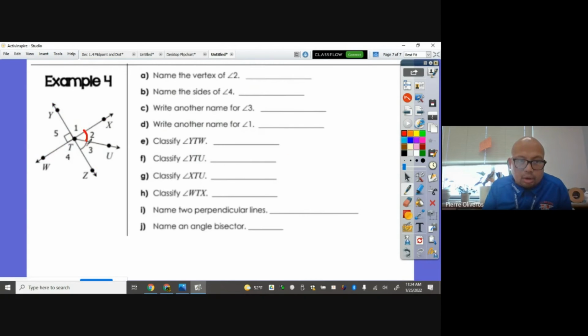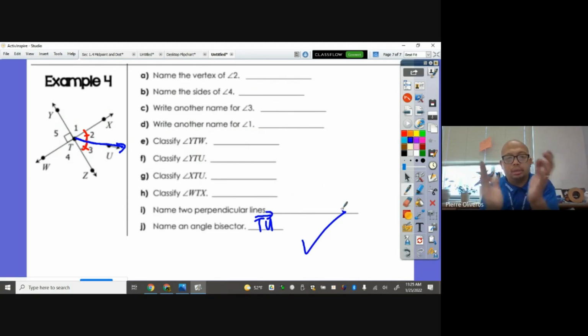Name an angle bisector. I see an arc here and an arc there. That means they're equal. Angle 2 and angle 3 are equal. They are being split by this ray here, which is an angle bisector. So it's ray TU. And there you go. And that's all about the angle.